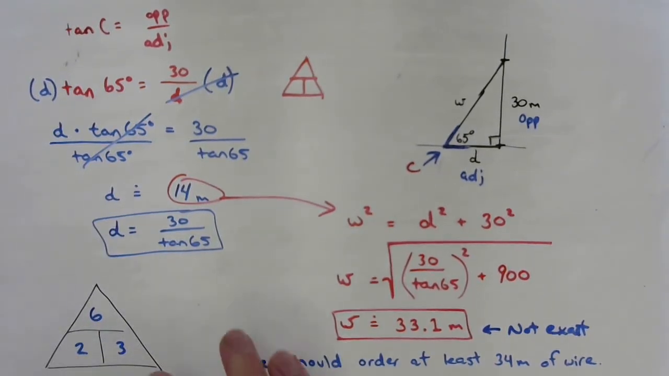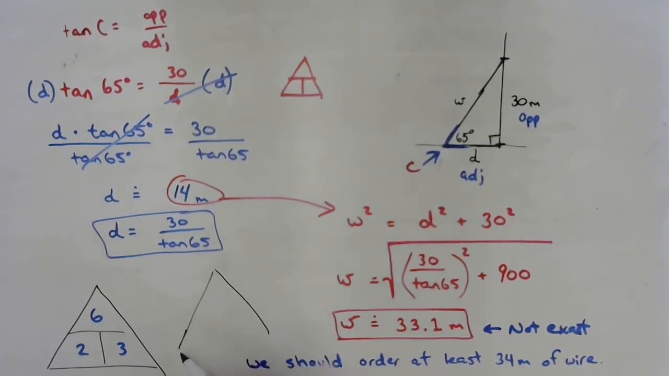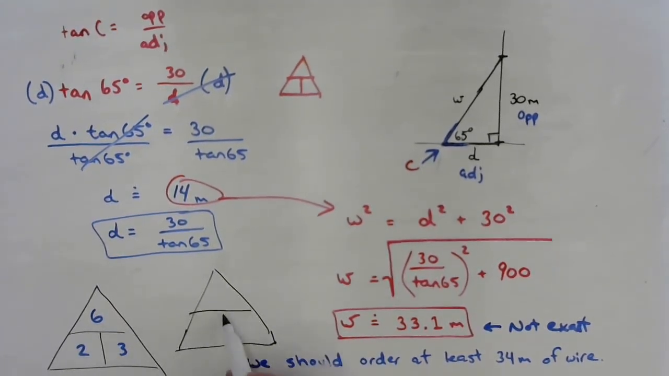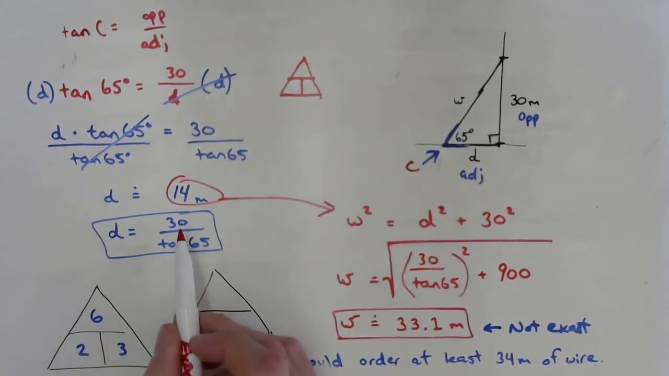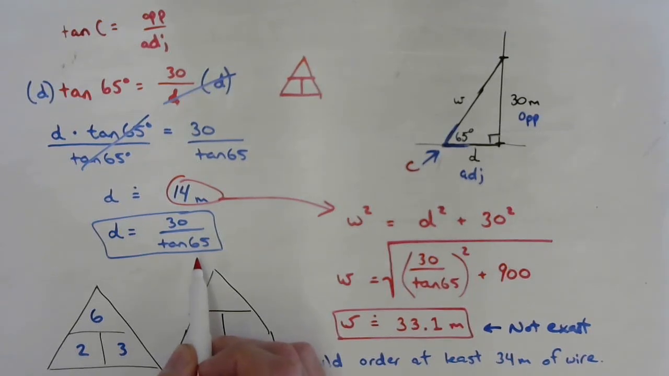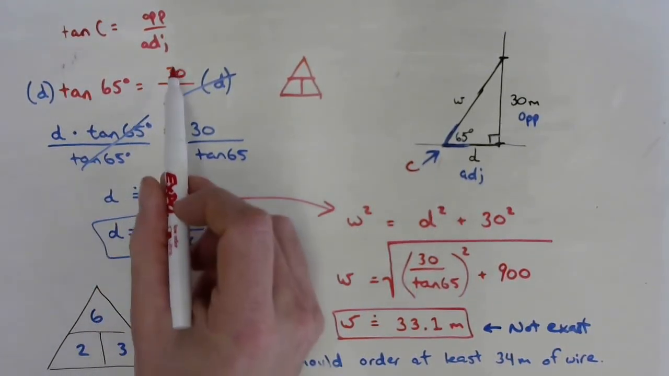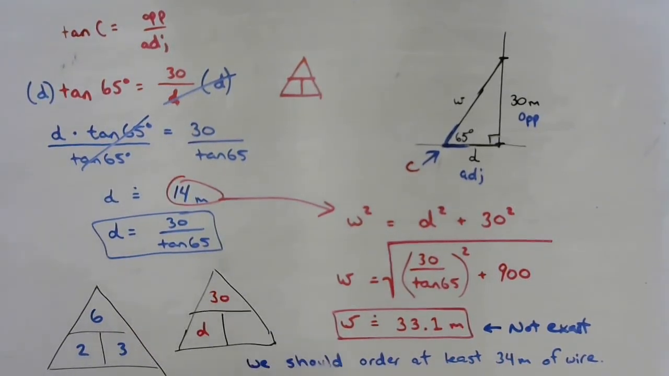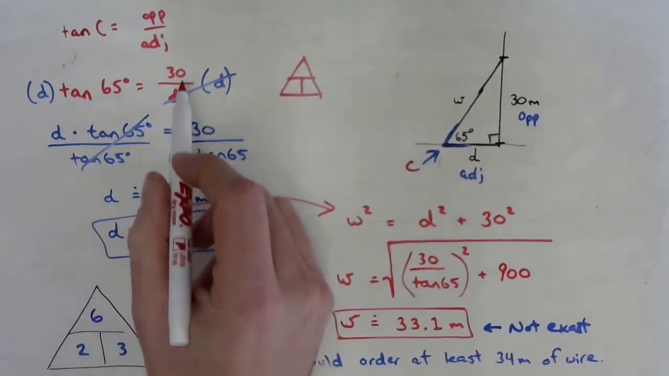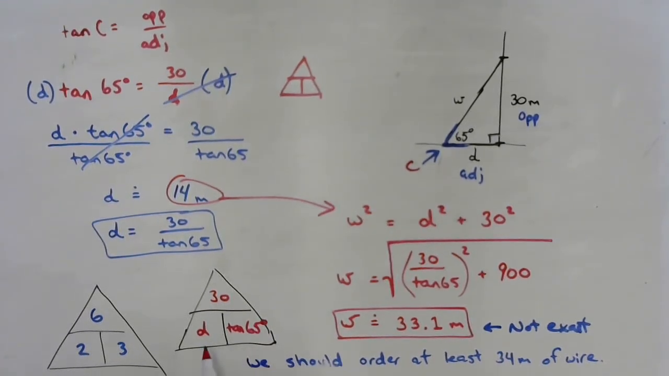Okay. Now, let's draw another one. Here I have d equals 30 over the tangent of 65. Or let's go up here actually. Because tangent of 65 equals 30 over d. So 30 is at the top. D is here. And they equal tangent 65. So the tan of 65 goes here. Not 65, the tan of 65. So we wanted to find d.